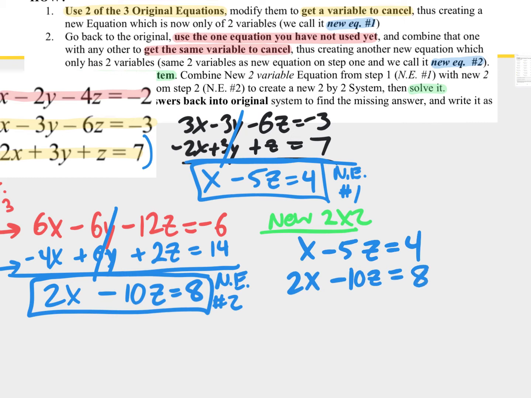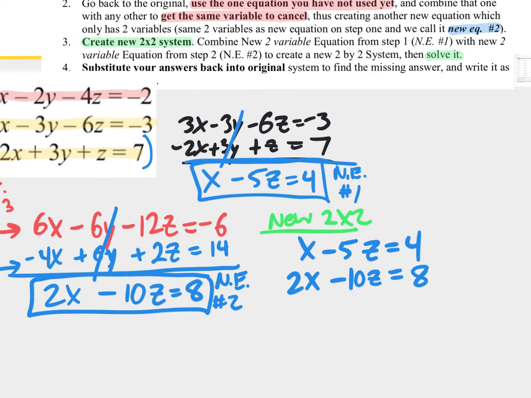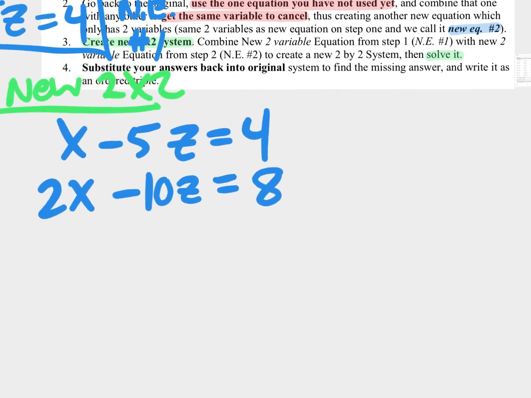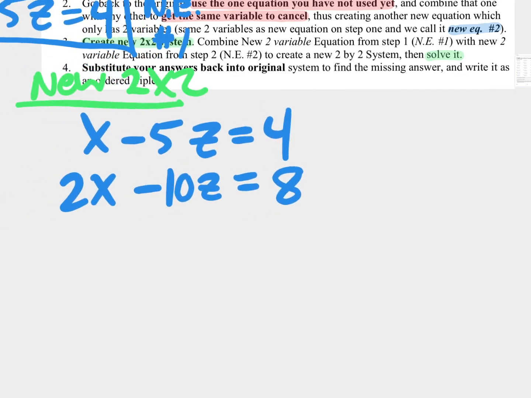Now I could focus in just on solving the new 2x2 system. After all, step 3 says create and then solve it. So we need to solve this guy, okay? Let's zoom in and just focus in on that new 2x2 system. What do you think? Do you want x's to cancel or z's? X's? Okay, so let's multiply that top equation by?